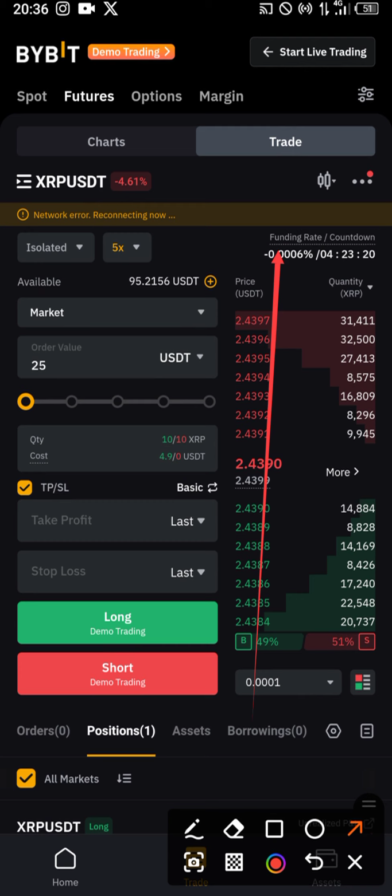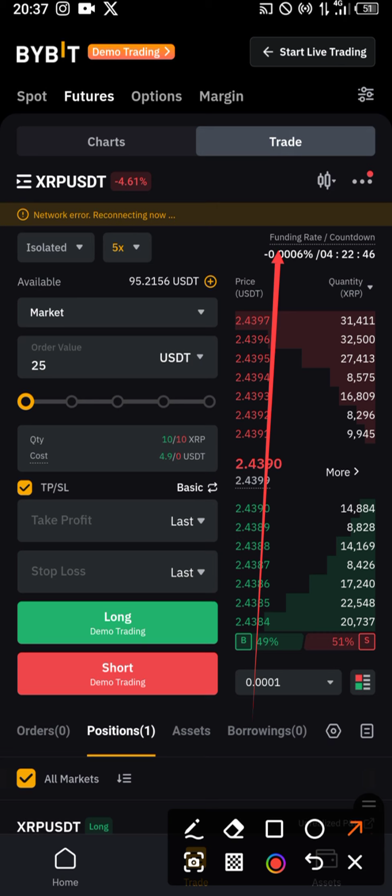Funding rate happens every 8 hours on Bybit. If the funding rate is positive and you are long, you pay a small fee to traders who are shorting. If the funding rate is negative and you are short, you might get paid by traders who are long. You understand? So this system helps keep the market balanced, so there aren't too many buyers or sellers pushing the price too far. You understand now?